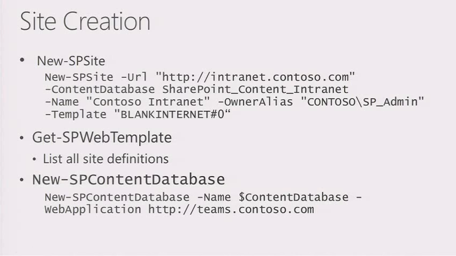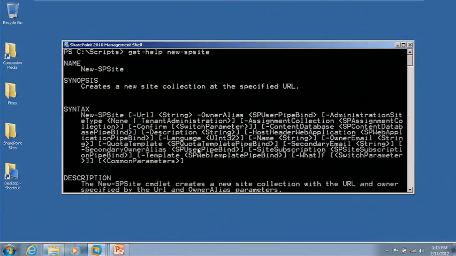So the primary site collection administrator in PowerShell and .NET language is the OwnerAlias property, which has a domain\username format. Last but not least, you need to specify the name of the template that you want to apply to the site. Now, the site collection templates are listed using the Get-SPWebTemplate command. So with those things in mind, let's jump in and take a look.